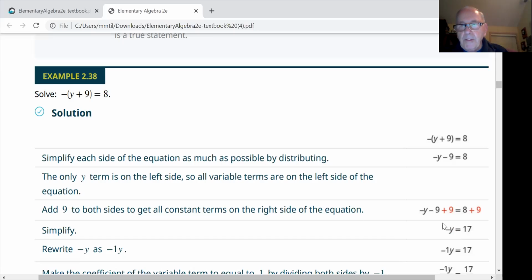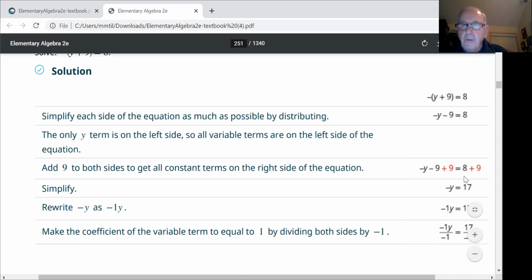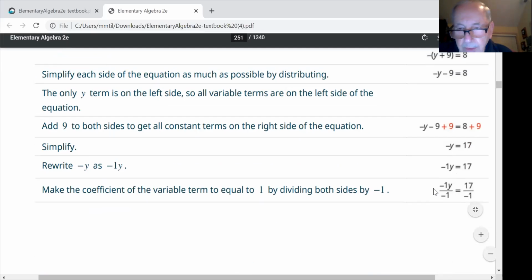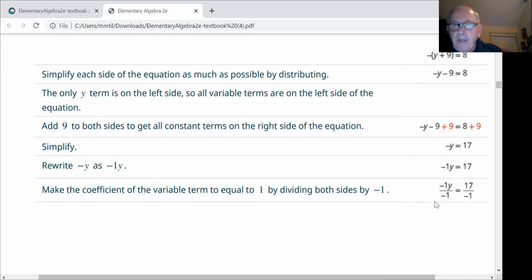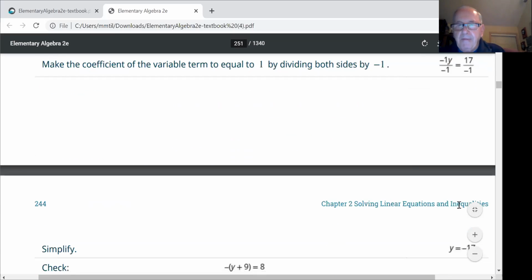You get the variable on one side by moving the constant, and you do that by adding 9 to both sides. So the right-hand side becomes 17. The left is minus 1 times y. So you'd want to divide by minus 1. Or you could really multiply by minus 1 too. It wouldn't make any difference. It's the same thing. But on the left side, you'd end up with y. The right side, you're going to end up with negative 17.